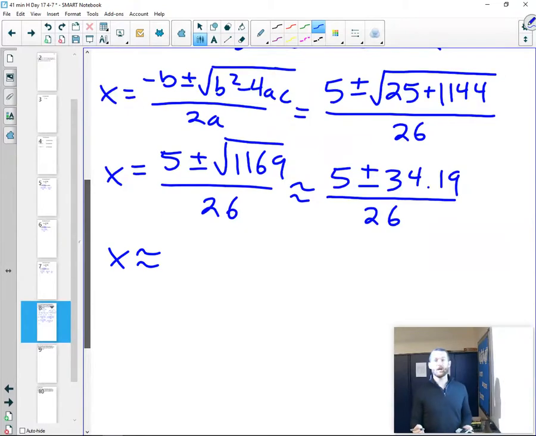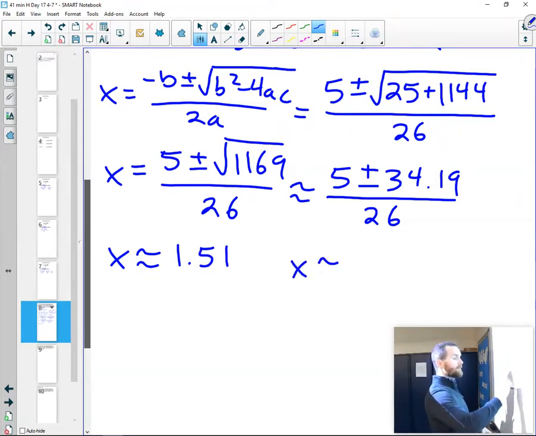Now we can get to our two answers. So I'm going to do it once on the calculator with addition and then once with subtraction. So first I'm going to add. So 5 plus 34.19. I hit equals. You have to hit equals there. Otherwise, you're not going to get the right answer. Then we divide by 26, and we get 1.507. So we'll say 1.51.